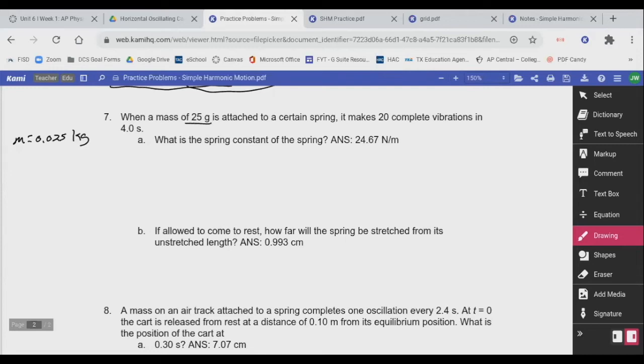On number 7, what is the period of this? How do we calculate the period? They tell us it's 20 vibrations in 4 seconds. The period is time over number of vibrations. If a period is how long per vibration, then it's seconds per vibration, or seconds per cycle. So it would be 4 divided by 20, which should be 1/5, or 0.2.